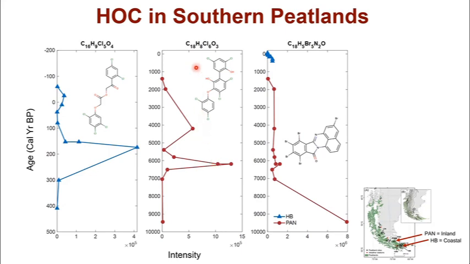And actually, this compound here, polychlorinated, has two peaks. Now you can see signal in this pan core. So this one is only found in HB, this one only found in pan, different dynamics. This actually is a suggested structure correlated to a soil algae product. So they may not necessarily be really halogenating the material.